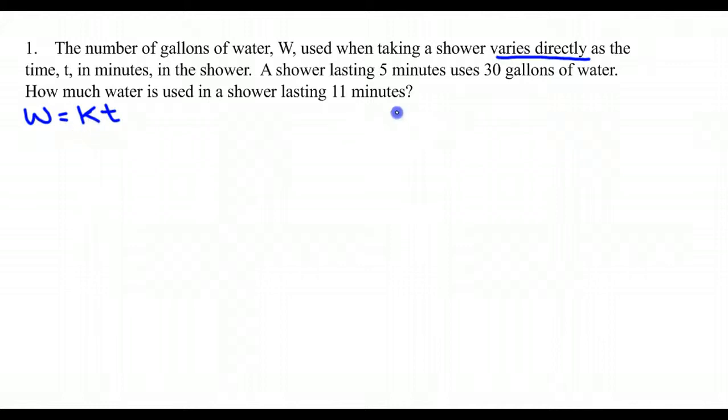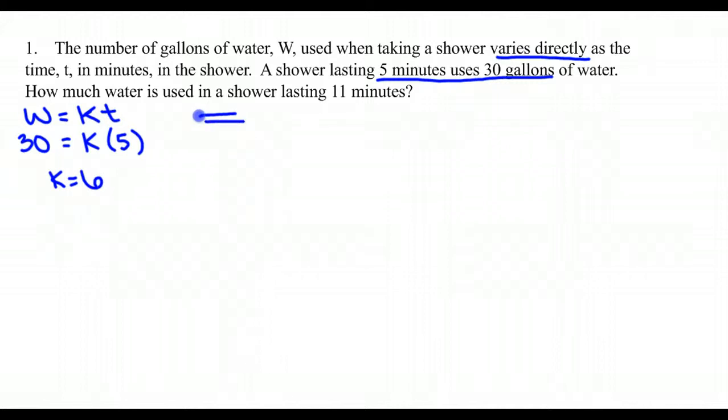So in our first statement, it says that a shower lasting 5 minutes uses 30 gallons of water. So we're going to use that relationship to help us establish what our constant of variation would be. We're going to plug in 30 for W. We're going to try and solve for K, and we know that the time is 5 minutes. So when we solve for K, we get K is 6. So now we can rewrite our direct variation equation using our constant of variation. So we have W equals 6T.